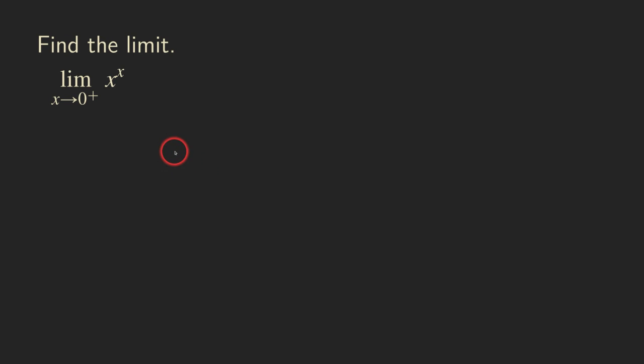So let's compute this limit here. We have x to the x power, and x is approaching 0 from the right side. For this one, we are going to first plug in the 0 and see what's going on.